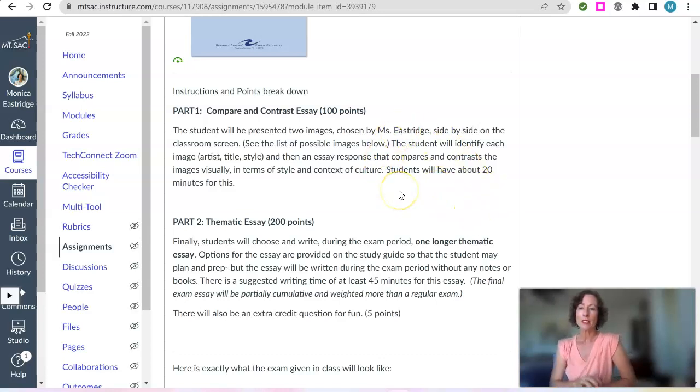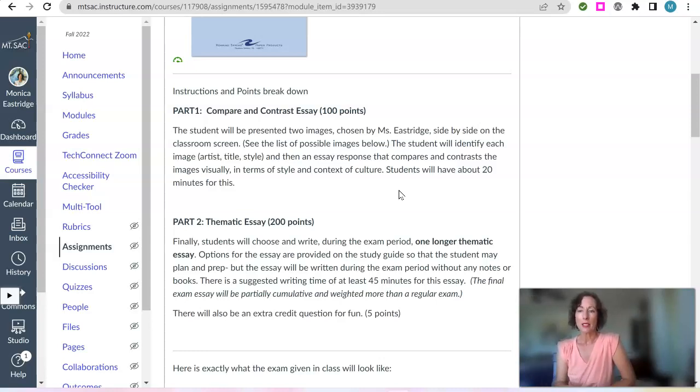The compare and contrast essay, I'm going to give you about 20 minutes and I will watch the time in class and I'll let you know when you're about halfway through that and when you're done with that, when to wrap it up. And then the final thematic exam will be something that I'm hoping you at least spend about 45 minutes on.